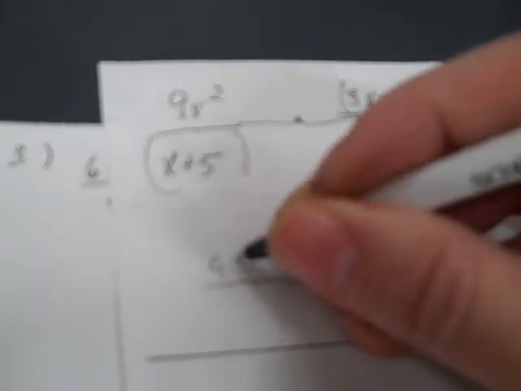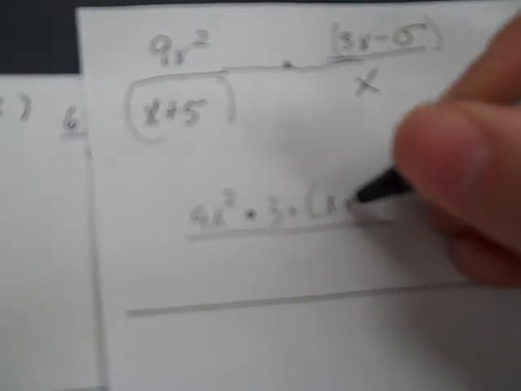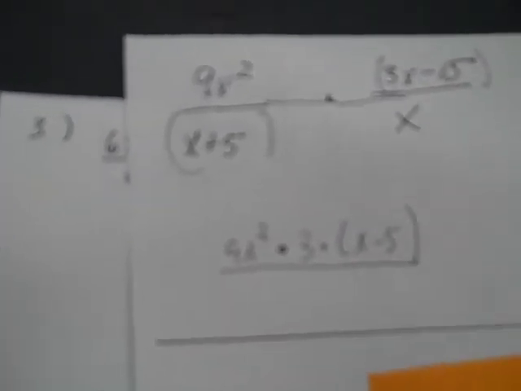Okay, so on top I put the 9x squared times, and this became 3 times x minus 5. Okay? x plus 5, because we have this here. I want to see if that can factor.